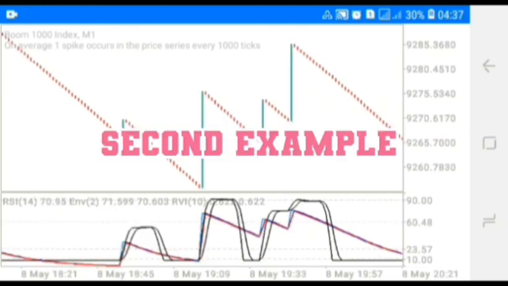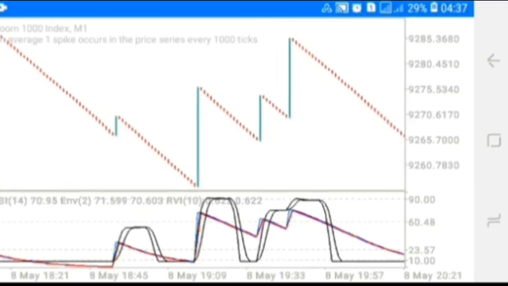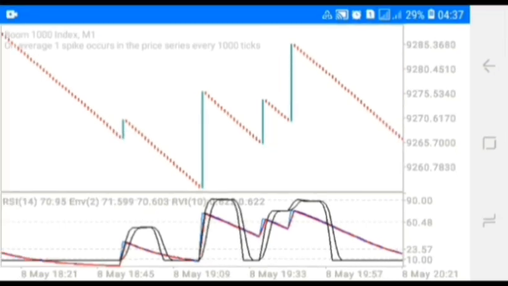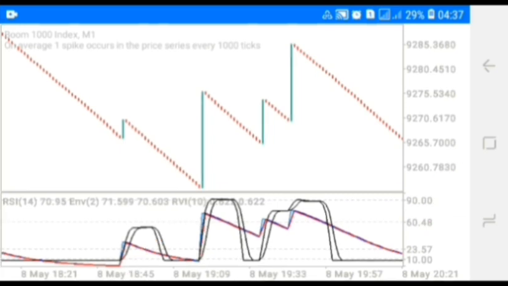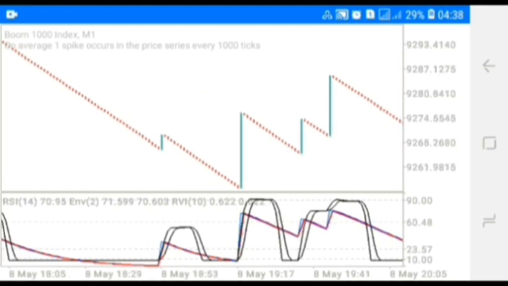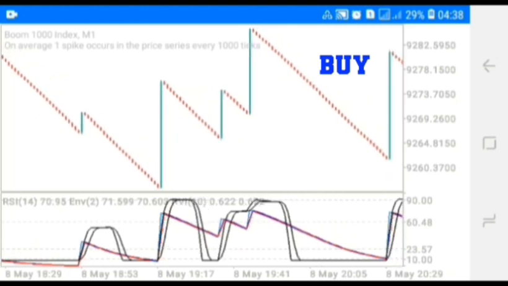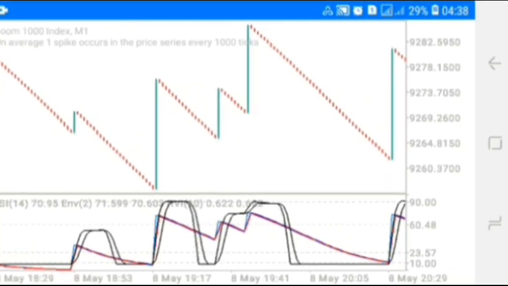Now this is our second example, where we are still backtesting the Boom 1000 index. As we can see right here, our first bias says we want to see the envelope spiking from the 10 level, going exactly above the 60.48, as you can see over here. And what do we wait for next? Wait for it to drop gradually, going back to the 23.57. As you could see over here, it came back, and that's where we entered our buying positions.